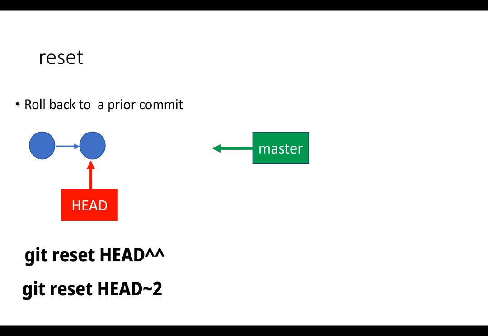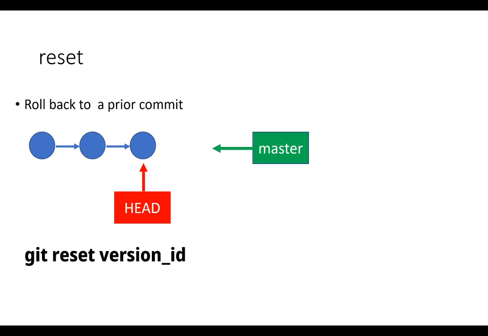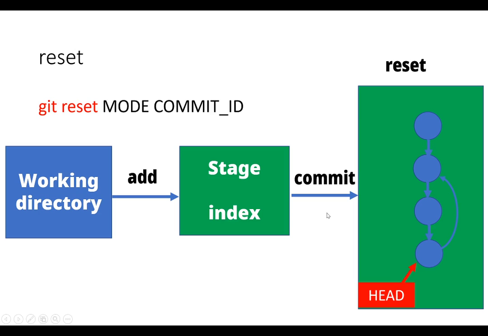We can also go back to this commit. This commit has an ID. We should give its ID. Git reset ID. Git reset has a mode and a commit ID. The commit ID can be HEAD or a hash.